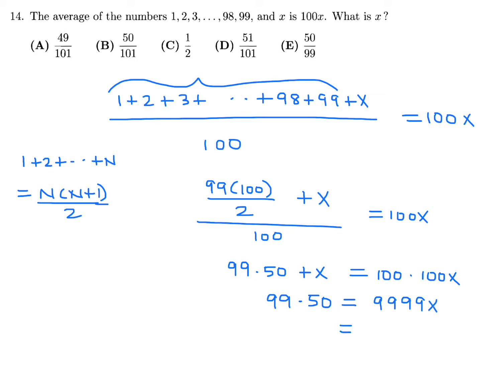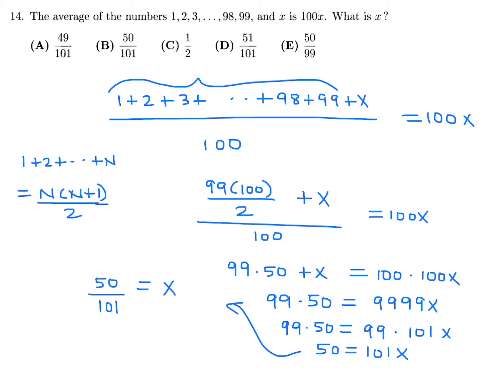9999x. And I believe that factors 99 and 101. And then the good news is the 99s on both sides cancel, I should say, and then you just get 50 is equal to 101x, so then isolating for x, it's just 50 over 101. So number 14, the answer is B.